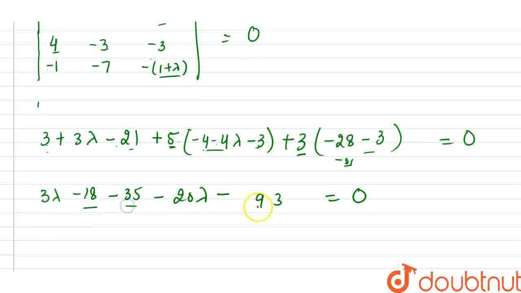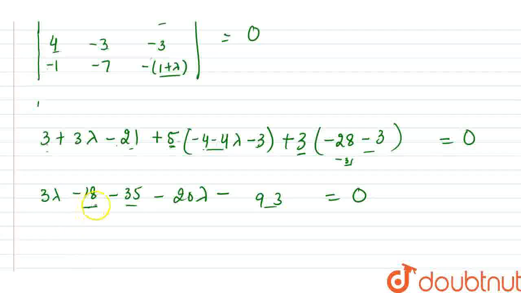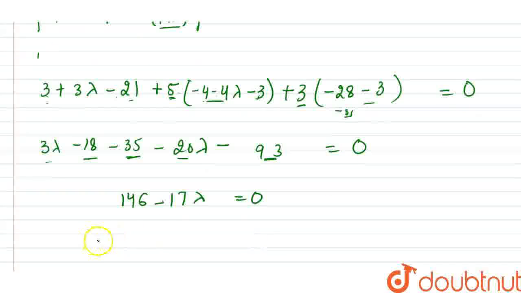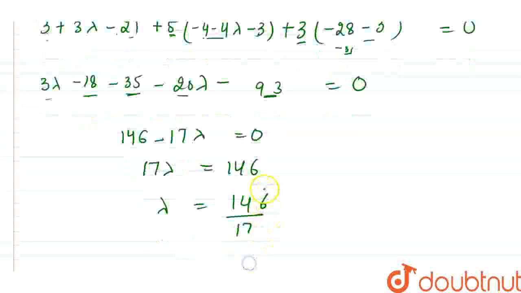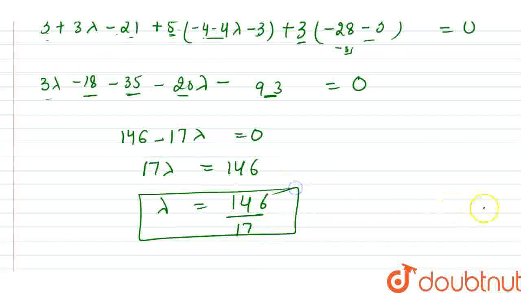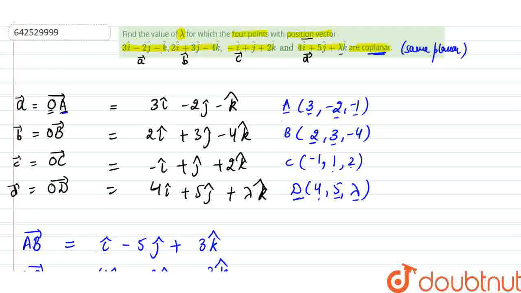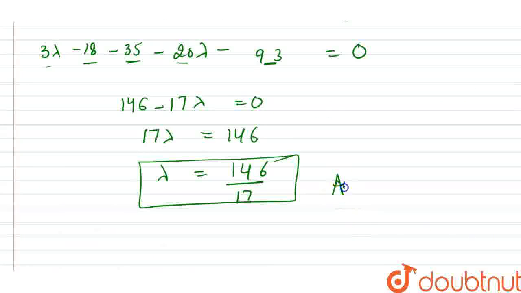So let's add up on this all. So these numbers will add up to give 146, and this will be -17 lambda is equals to 0. And from here 17 lambda is 146, and lambda will be 146 divided by 17. So this will be the value of lambda, 146 by 17. So this is the answer.